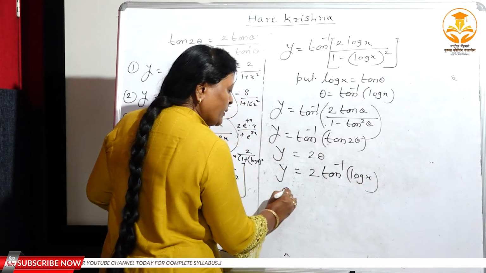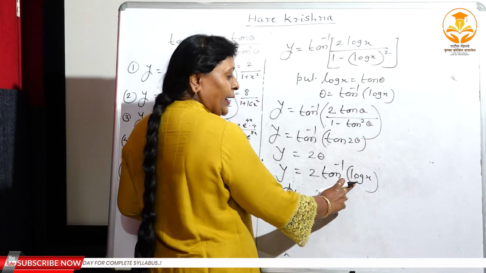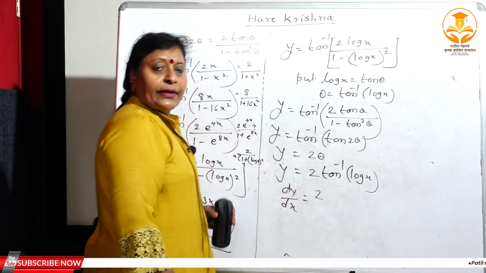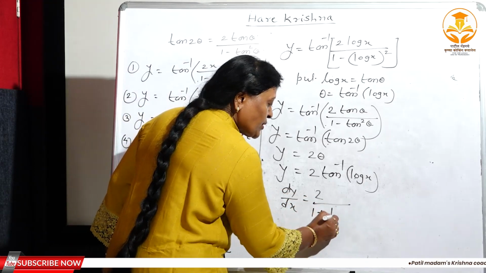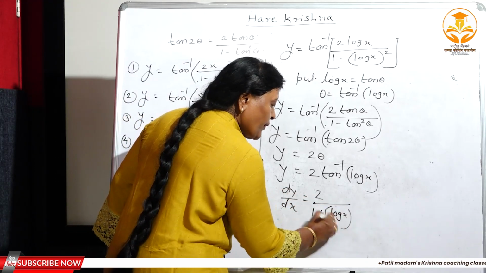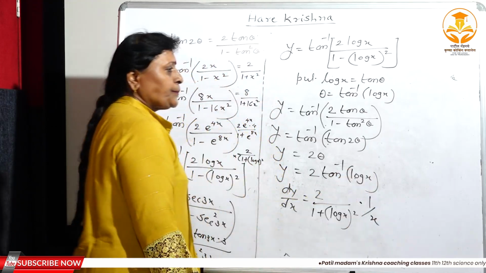Right? Now apply the chain rule for finding the derivative. 2 remains as it is. Here you can substitute u. What is the derivative of tan inverse u? 1 upon 1 plus u square, means log x whole square. And the derivative of log x is equal to 1 by x.